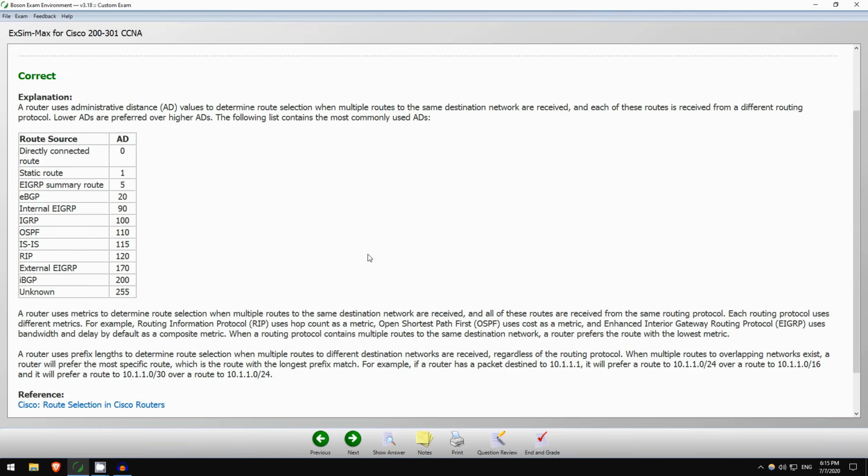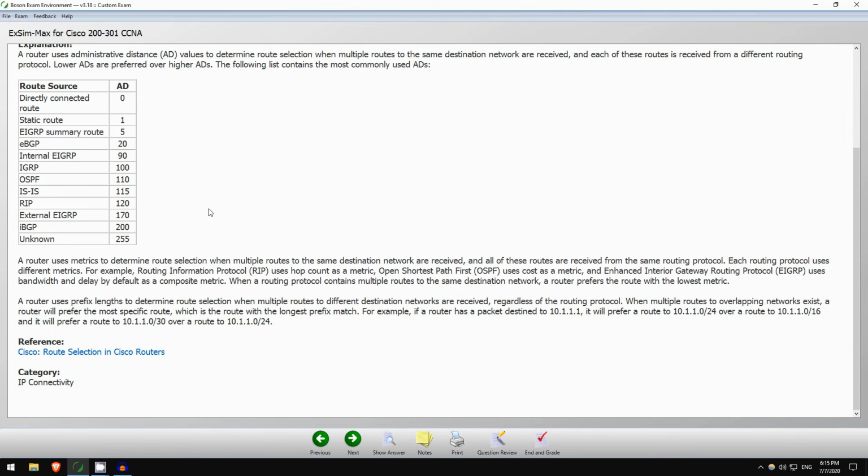And here is Boson's explanation, including a chart of the AD values of different routing protocols and types of routes. I covered these in day 24: directly connected, static, EIGRP summary route. I don't think I mentioned that one, eBGP, and others. If you want further reading, on top of Boson's explanation, you can check this reference here, Cisco, Route Selection in Cisco Routers. So this is a link to free Cisco documentation online, which is another great study resource.